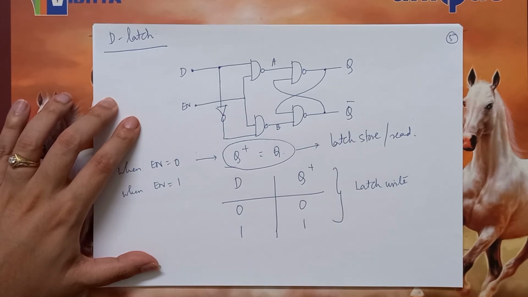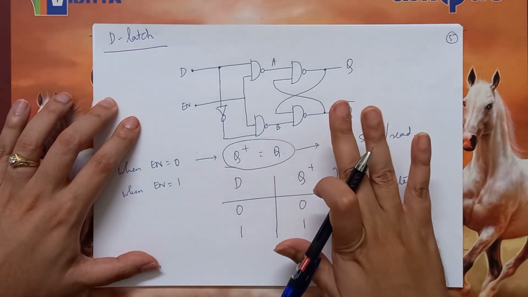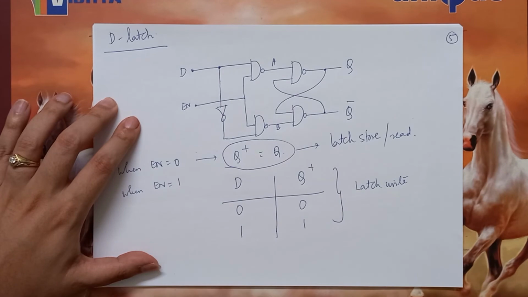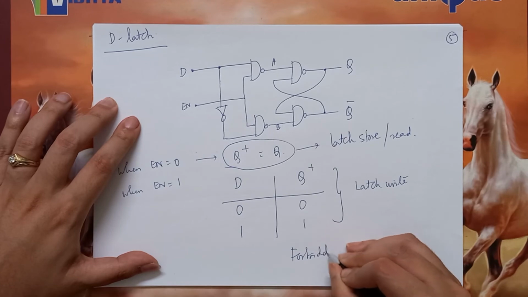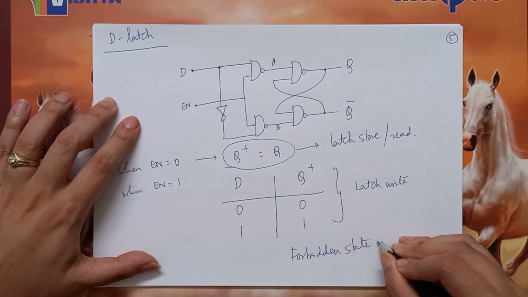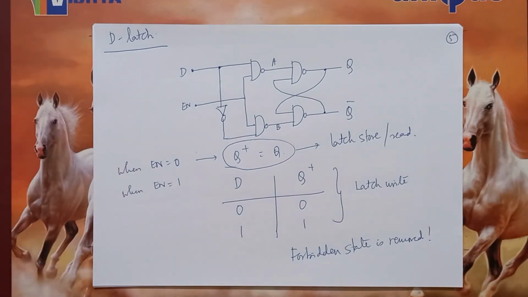The second advantage is that the forbidden condition from the gated SR latch, when S and R both become 1, that condition is removed. So here you don't have to worry about the forbidden state at all. Alright? So this is called a D latch.